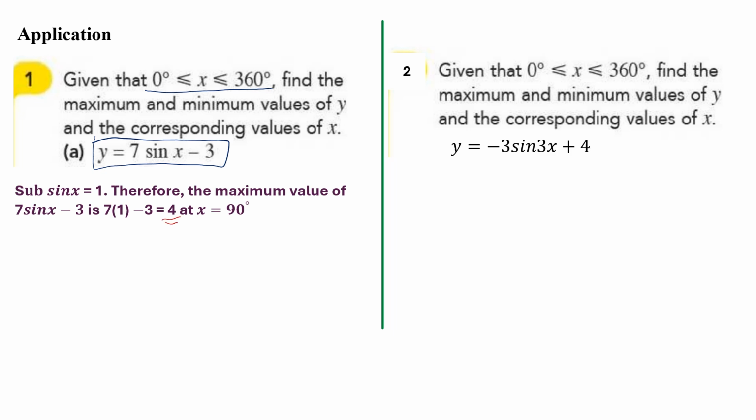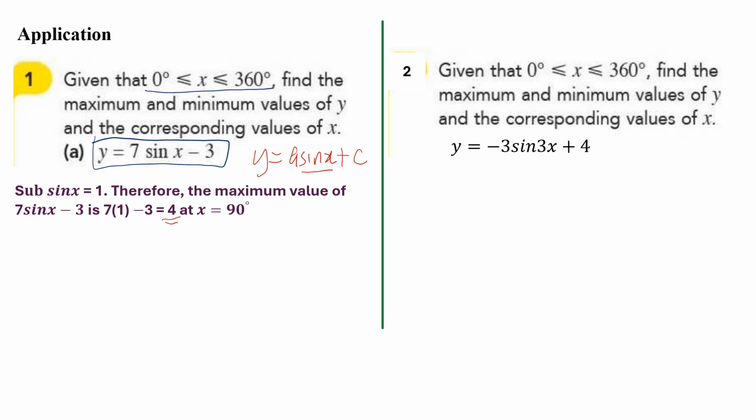That means your maximum value of y is 4. And that happens when the x is 90 degrees, because we're dealing with y equals a sine x plus c, right? We're dealing with sine x. So therefore, the angle x is equal to 90 degrees to give you sine 90 equals 1.